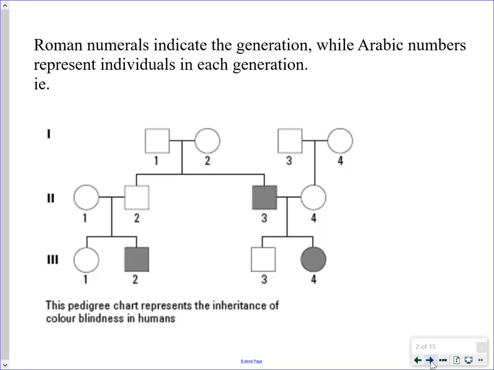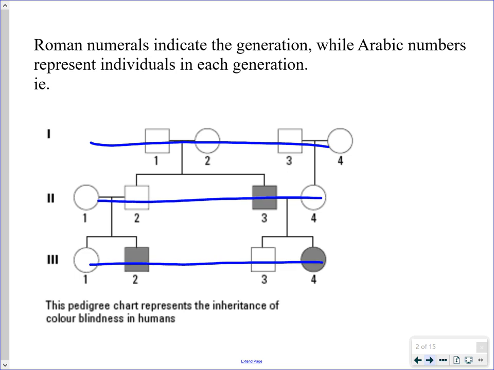This is a typical pedigree. It's a fairly small pedigree, but what it does show is that we have three different generations represented by the rows. Generations are numbered using Roman numerals, in this case 1, 2, and 3. Individuals within each generation are indicated using Arabic numbers. So we can refer specifically to one individual within this pedigree.